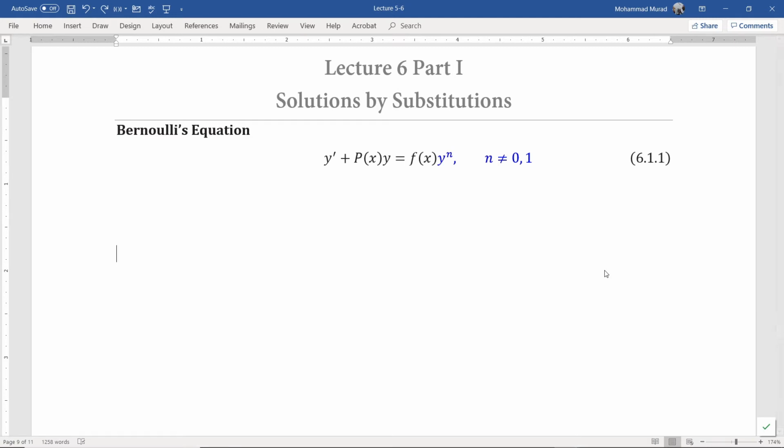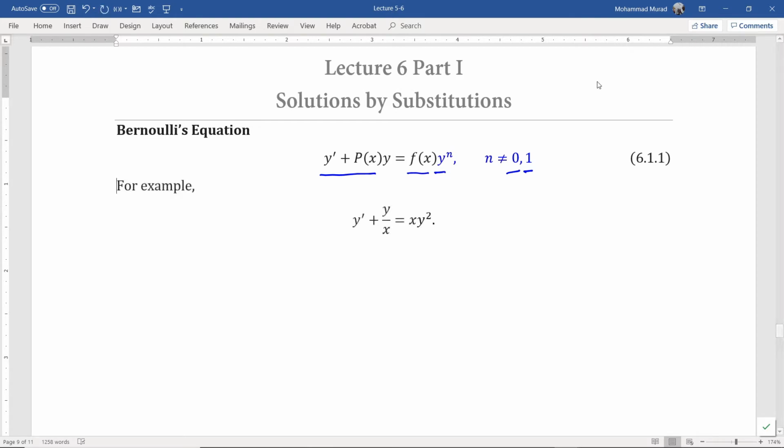In this lecture, we are going to discuss an important nonlinear first-order ordinary differential equation, which is called the Bernoulli equation. It has the following standard form: y prime plus p of x times y equals f of x times y to the n, where n is not equal to 0 or 1. So y to the n is the nonlinear term.